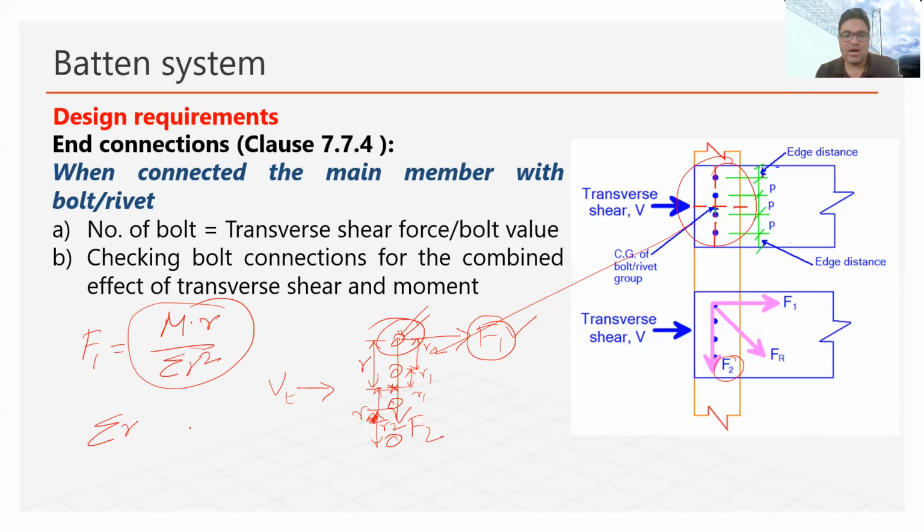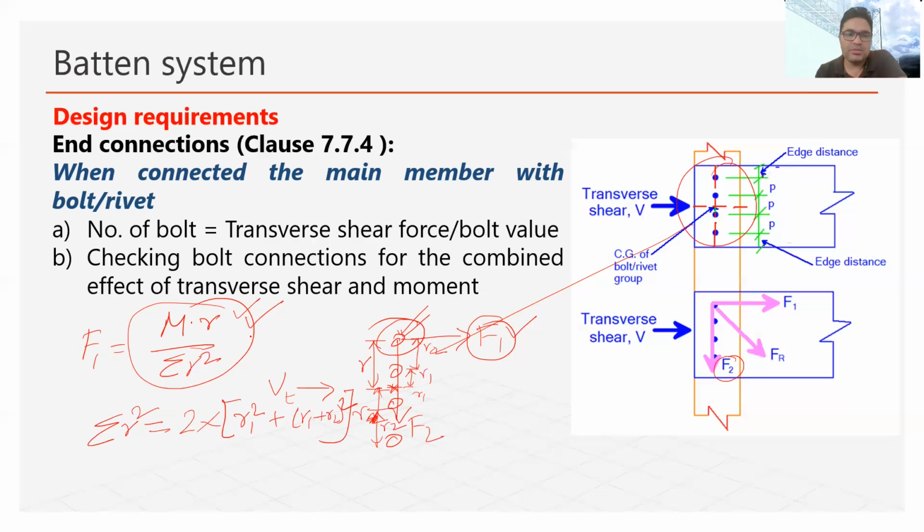So this summation of R square we can find out as R1 square plus R2 square, and so on. This is how we find out the summation of R square. So this is actually the relation. In the bolted connection, there is a topic of eccentric connection design. So when we are designing a bolt connection for eccentric load, we use this formula to find out the effect of moment on a particular bolt.